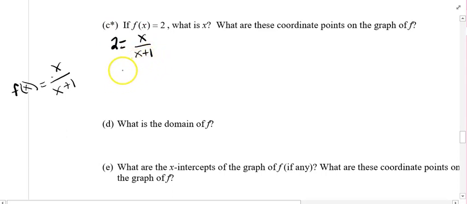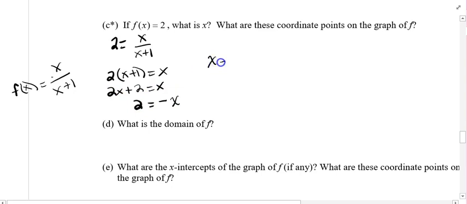So if we multiply both sides by x plus 1, we're going to get 2 times x plus 1 equals x. So that's 2x plus 2 equals x. So we get 2 is equal to, I'm going to take that 2x to the other side, negative x. So we know x equals negative 2. So we know that when y equals 2, x is negative 2. So our point then would be (-2, 2).